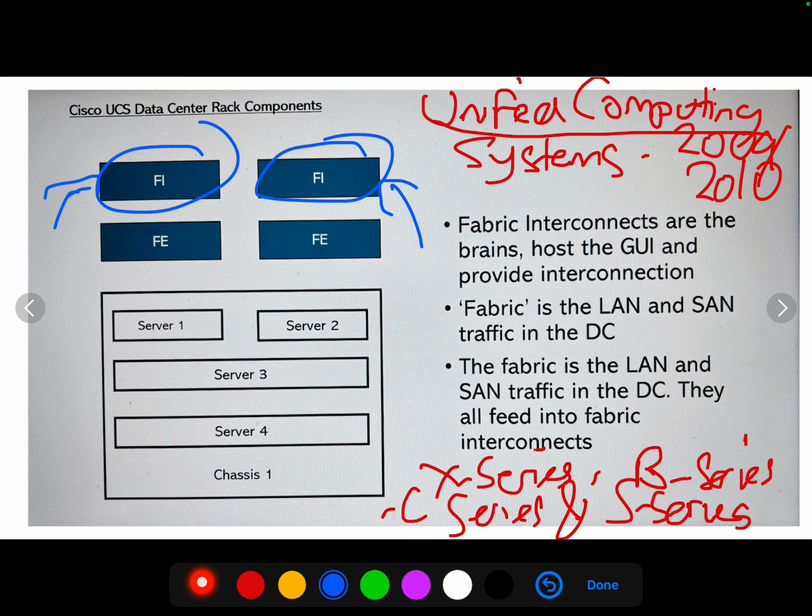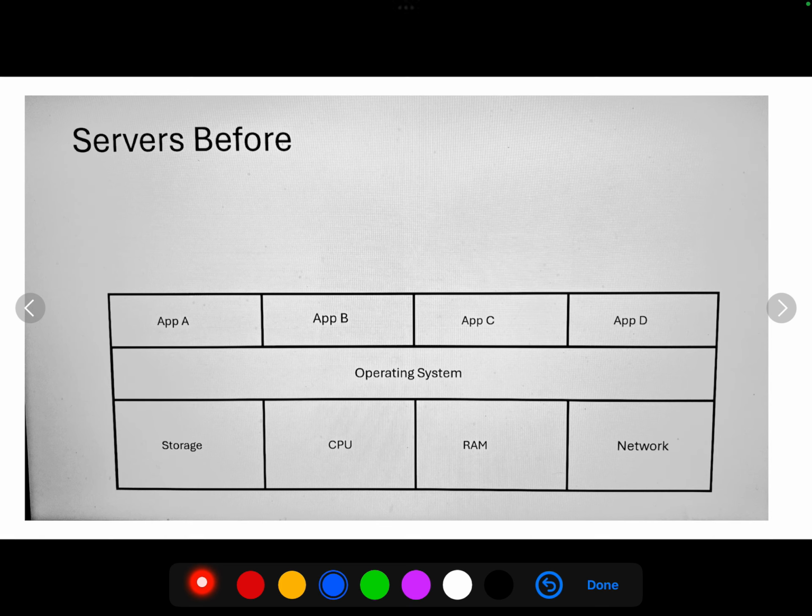So that's important to know. Those are the fabric interconnects, and what those guys are doing is very, very important. And the FE stands for fabric extender. These guys are fabric extenders, and they extend the connectivity of the fabric interconnect, allowing for more servers and connections with a chassis. So, the fabric extenders and fabric interconnects. Now let's move on from UCS, which is just a brief look at it.